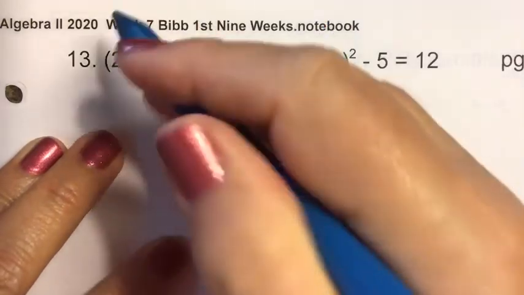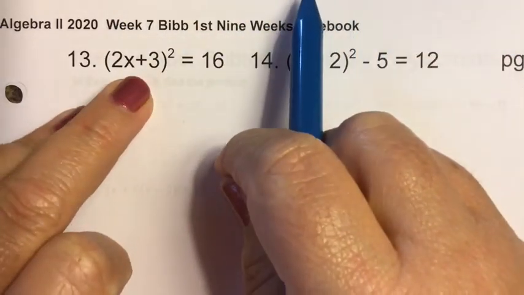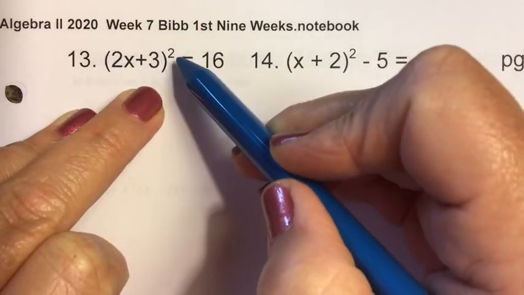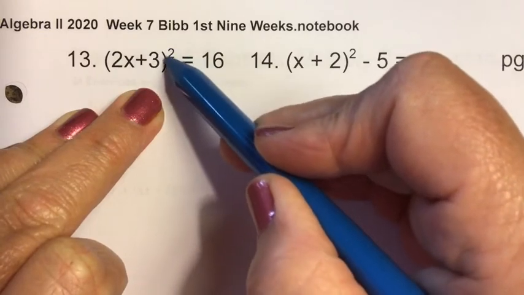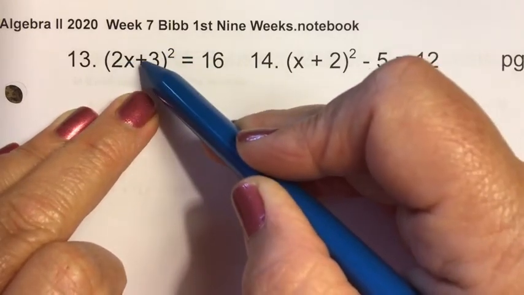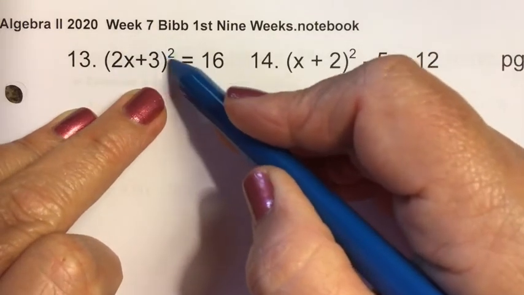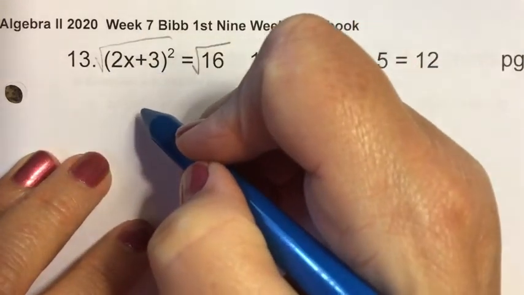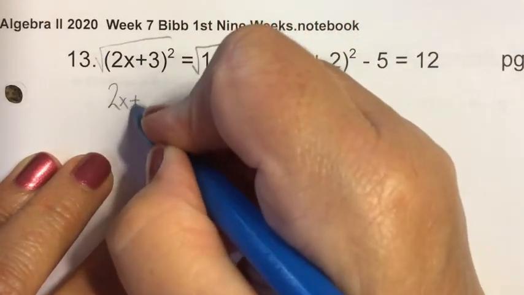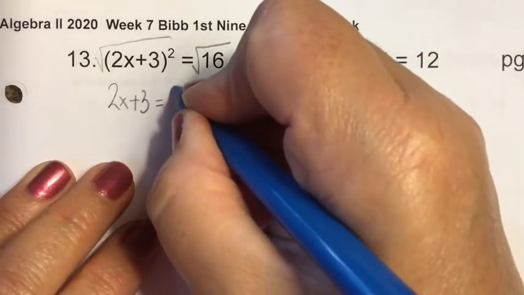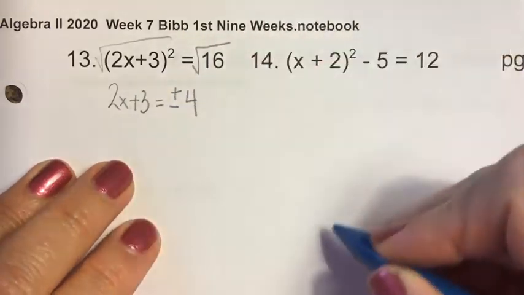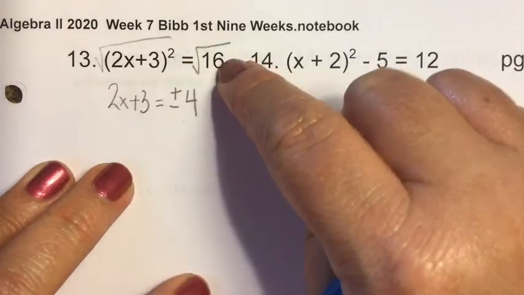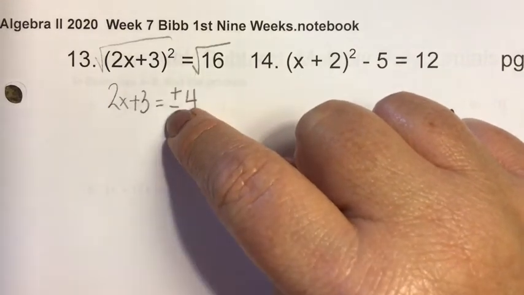I cannot subtract this 3 away from 2x because this is joined together by the parentheses and squared. So I have to get rid of the square away from this binomial before I can get rid of the 3 and the x. How do I unsquare the square? I take the square root of both sides. So I have 2x plus 3 equals plus or minus 4. Because the square root of 16 is 4. Remember, when you take the square root of both sides, you have to put a plus or minus sign.